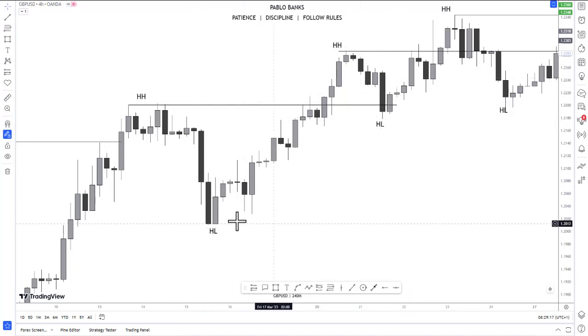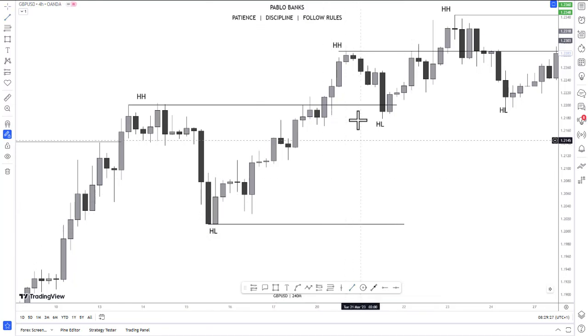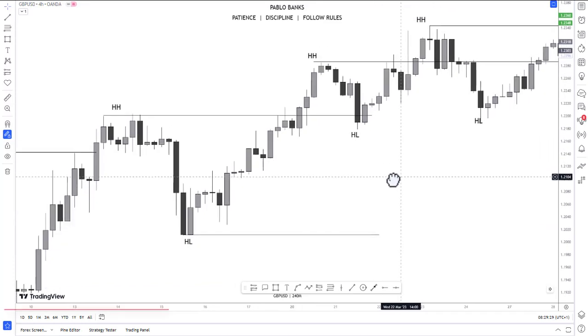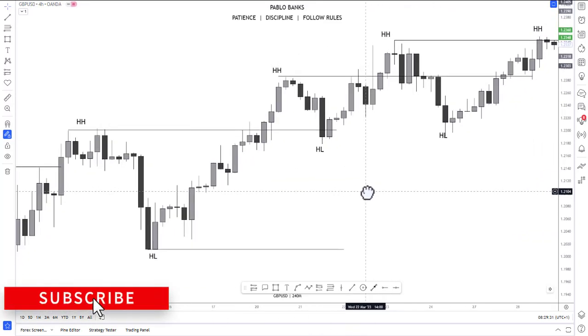Price can wick it, but once price closes this low with a candle, it has automatically changed from bullish to bearish trend. You can see how price did that here.